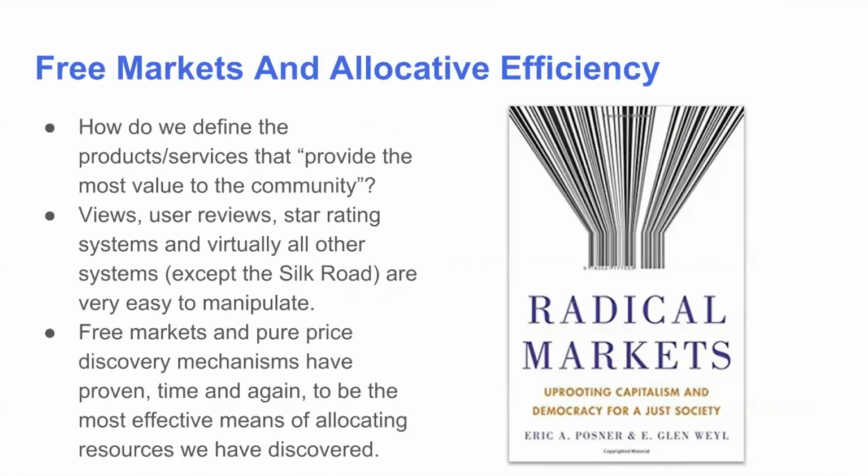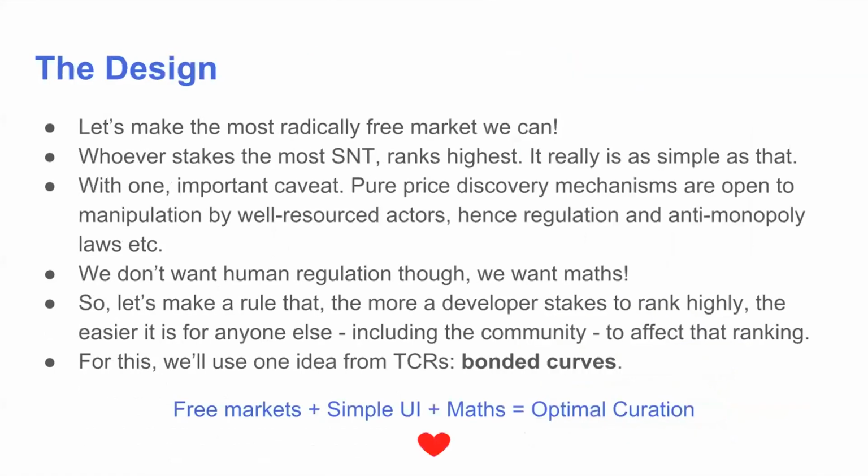The key point and the reason that Radical Markets is on this slide is because free markets and pure price discovery mechanisms have proven time and time again to be the most effective means of allocating resources that we have discovered as a species. So free markets and price discovery mechanisms are really what's most important to thinking about some of the economic systems that it's now possible to introduce on these networks. So for our DApp curation store, let's implement the most radically free market we can, and say simply that whoever stakes the most SNT to rank in the DApp store ranks the highest.